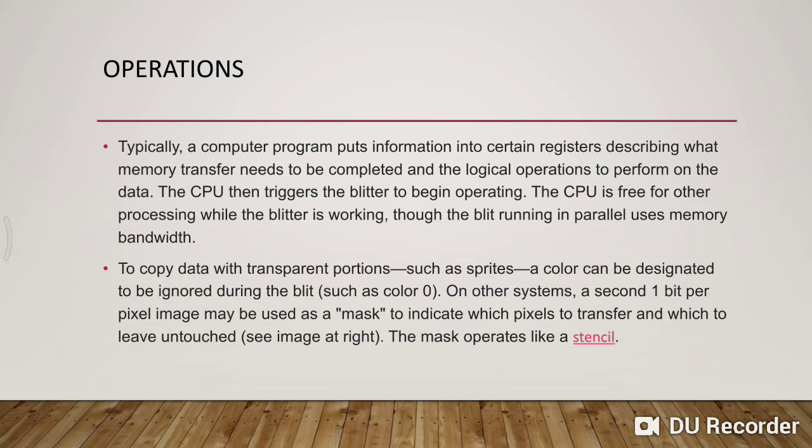The blit running in parallel uses memory bandwidth to copy data with transparent portions, such as sprites. A color can be designated to be ignored during the blit, such as color 0. On other systems, a second 1 bit per pixel image may be used as a mask to indicate which pixels to transfer and which to leave untouched. See the image at right, masks operators like stencil.